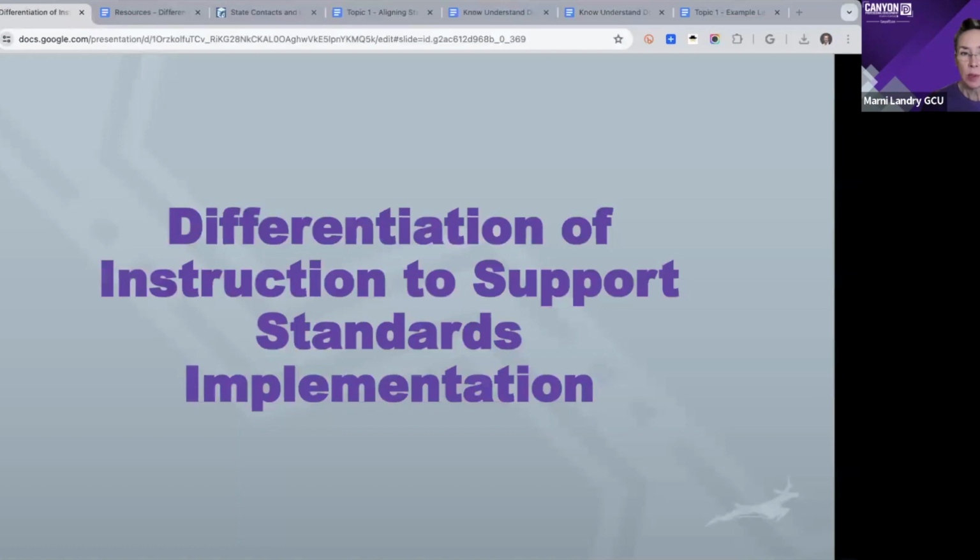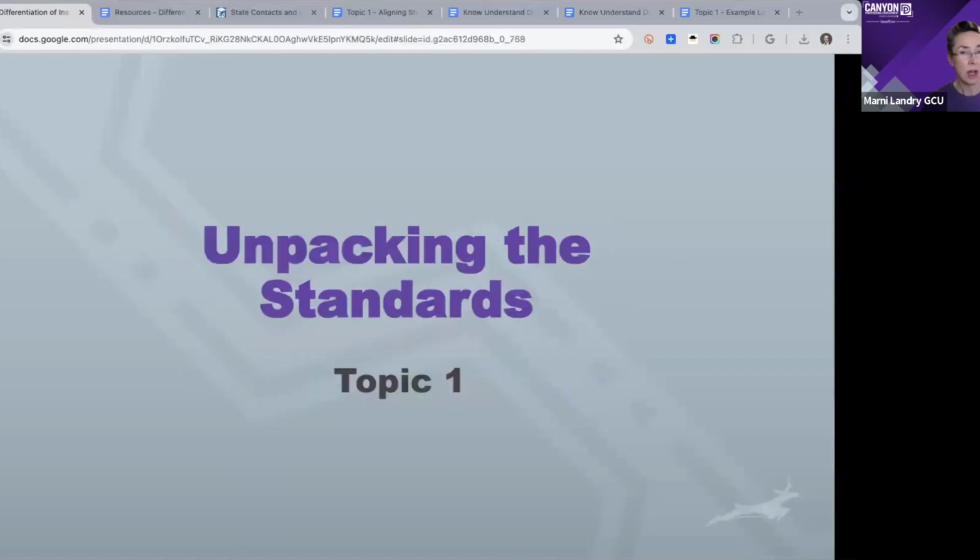This 4-topic course is called Differentiation of Instruction to Support Standards Implementation. Topic 1, Unpacking the Standards. The purpose of this topic 1 is to enhance your understanding of how to find standards, unpack them, break them down in order to use them for instruction.